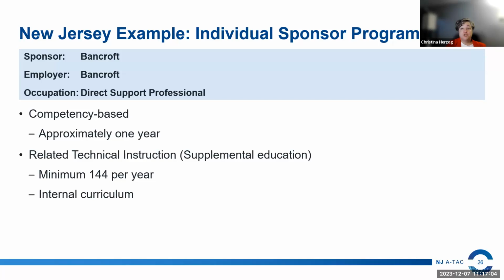Bancroft provides treatment for a variety of challenging diagnoses, including autism, other intellectual and developmental disabilities, brain injury, in their facilities and in home. And they are both the employer and the sponsor for the apprenticeship program, meaning that they both provide the training and also administer all aspects of the apprenticeship program, including reporting apprentice information to the Office of Apprenticeship.